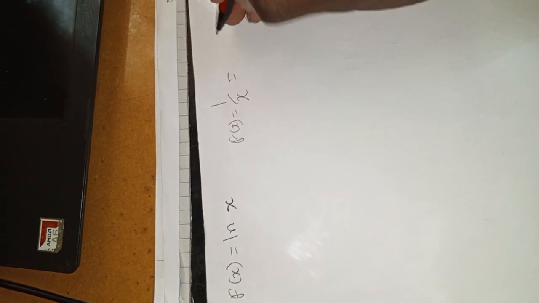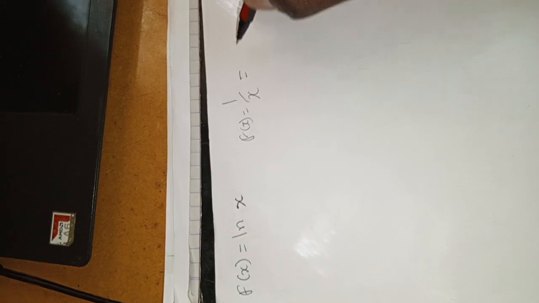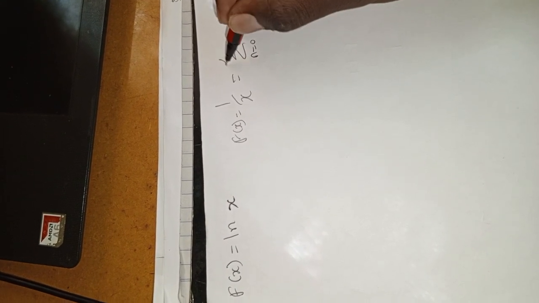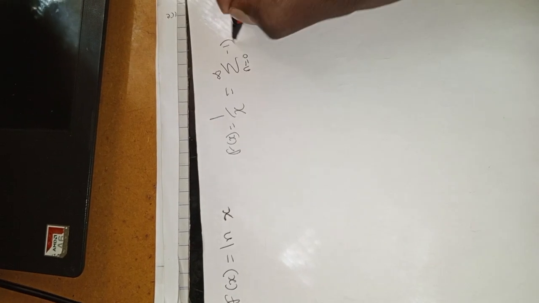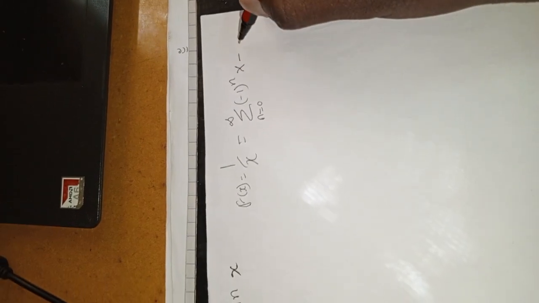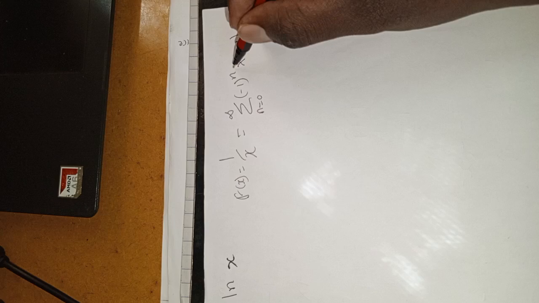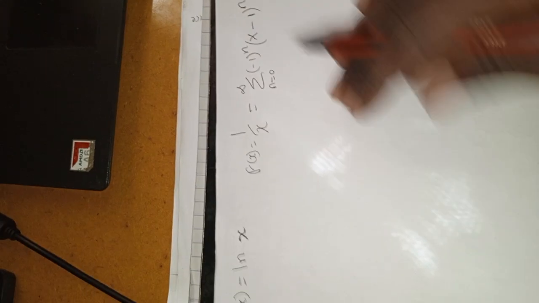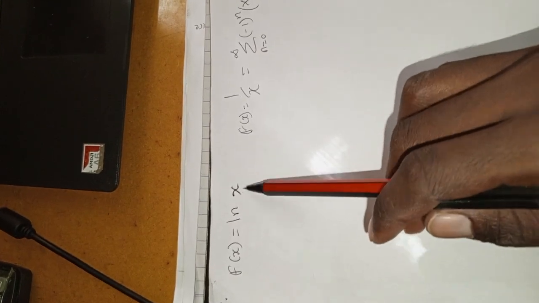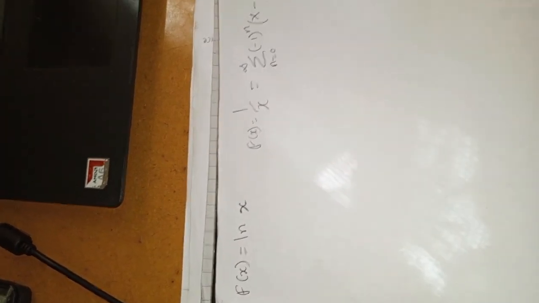We found that the power series form for 1 over x is the sum from n equal to 0 to infinity of -1 to the power n, x minus 1 to the power n. Now with us knowing this, we just have to know how to maneuver around.